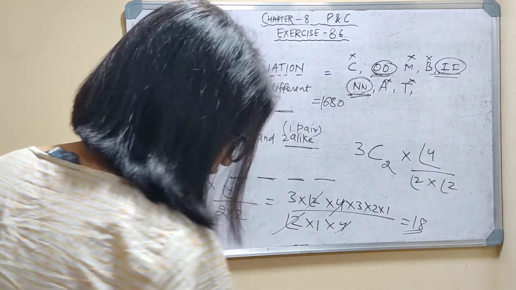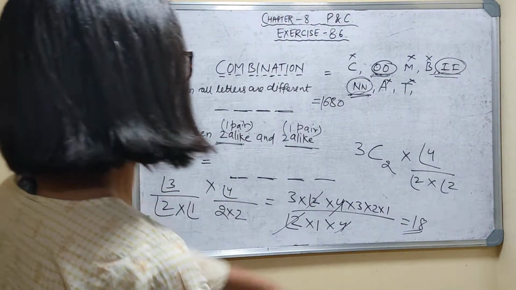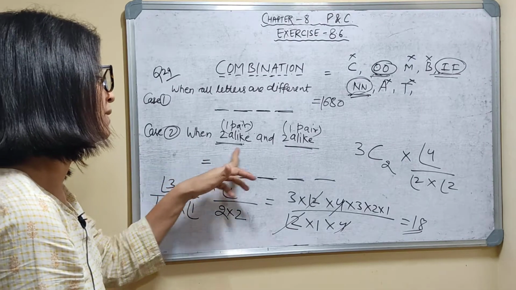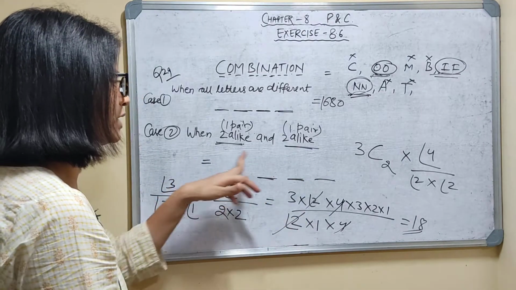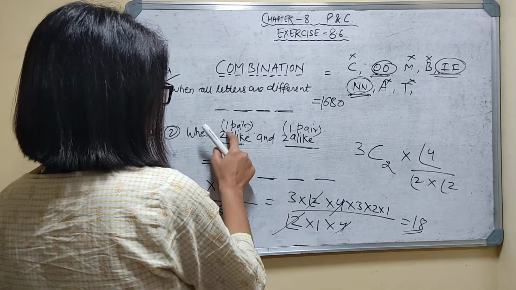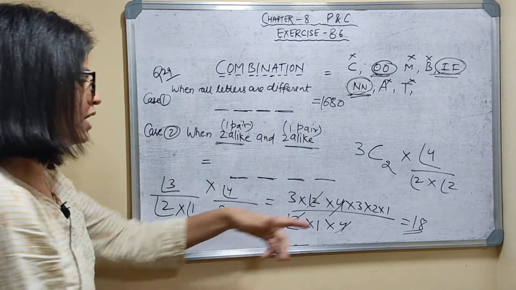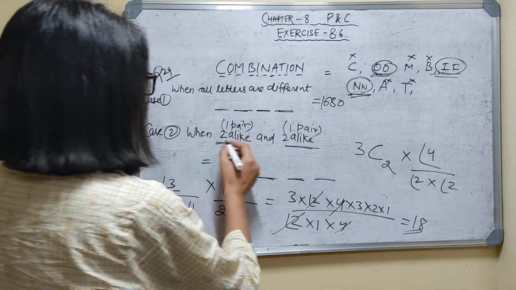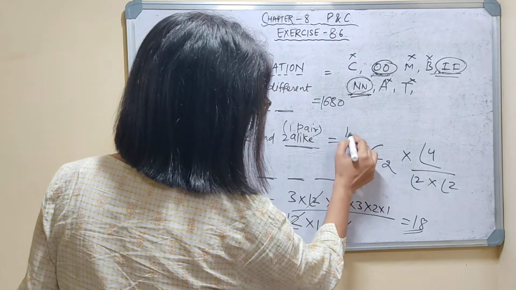18 ways. How many 4 letter words can you form? 18 four letter words you can form when you take two different pairs: two alike and two alike. One pair, two pairs you are taking. So 18 four letter words you can form when two alike and two alike.